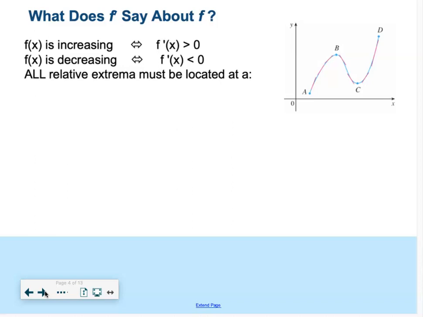Today our whole focus is going to be on relative extrema. On this graph, there are letters A, B, C, D. What two letters have relative extrema associated with them? B and C. You will not have relative extrema at an endpoint, only in the interior of an interval. So B and C will both have relative extrema. A would be an absolute min, and D would be an absolute max, but those would not be relative mins or maxes. So B would be a relative max, C would be a relative min.